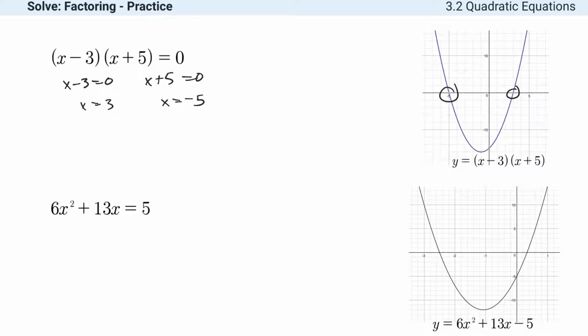This next one isn't written right, right? I have to bring that 5 over to the other side. So 6x squared plus 13x minus 5 equals 0. And then let's factor that.